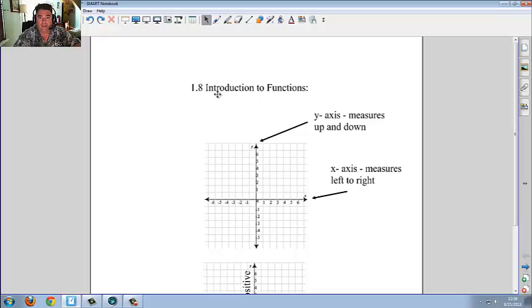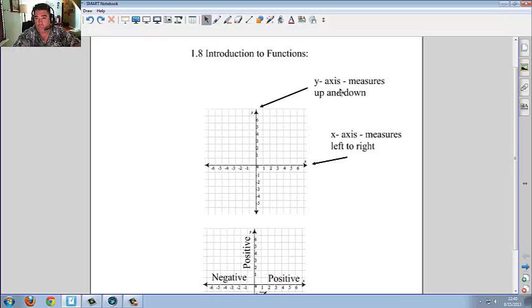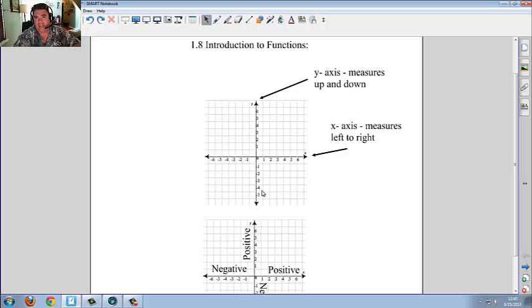Today, 1.8, Introduction to Functions. Before we get to functions, I want to remind you about graphing. To graph, we have x and y. The x value goes from left to right, right being positive, left being negative, as you can see here. The y-axis measures up and down, positive being up and negative being down.